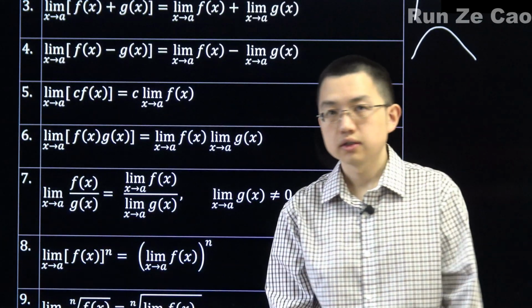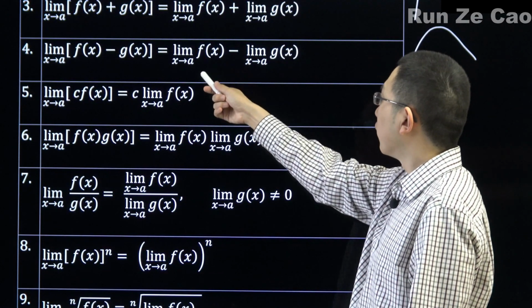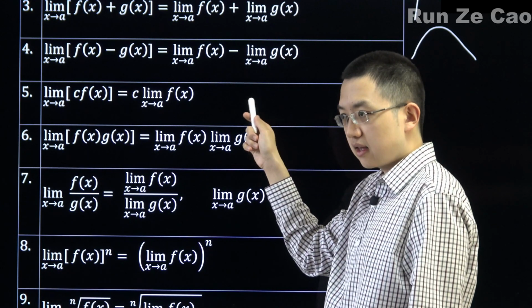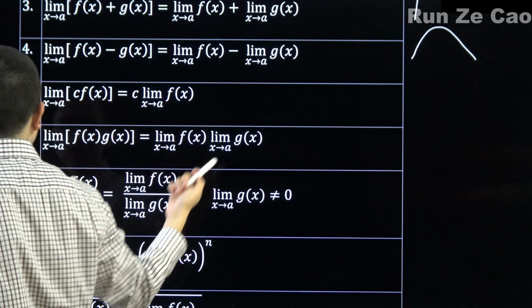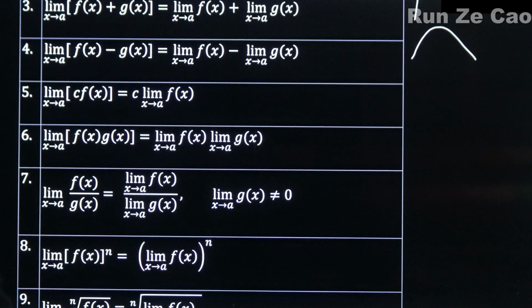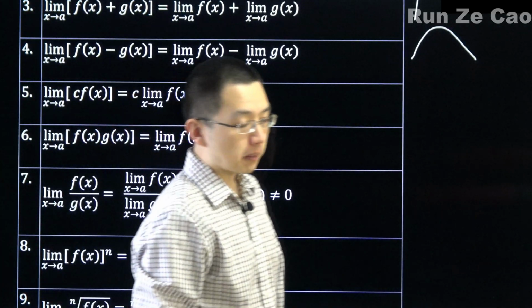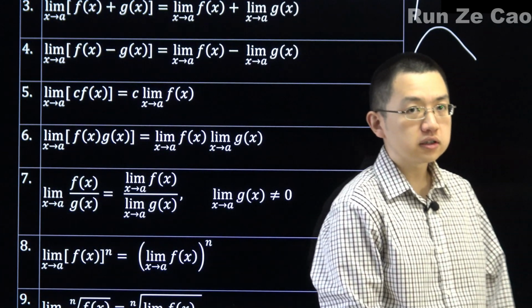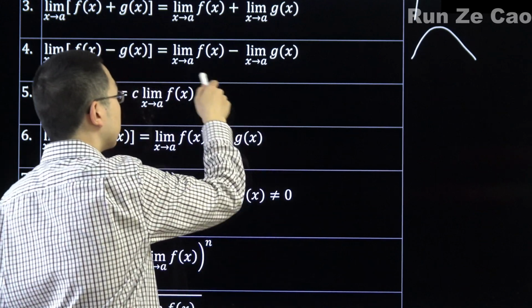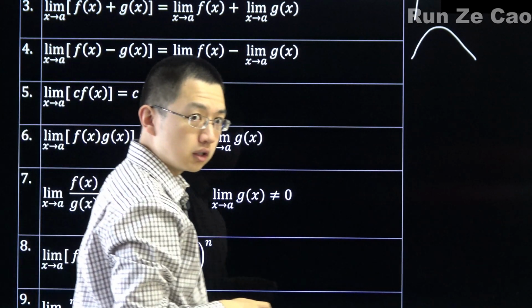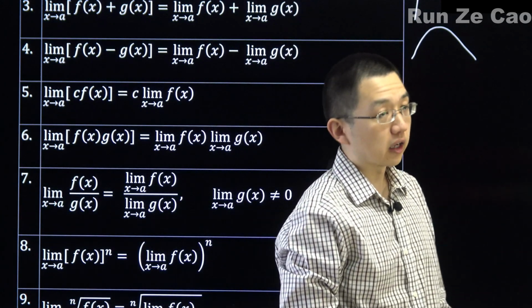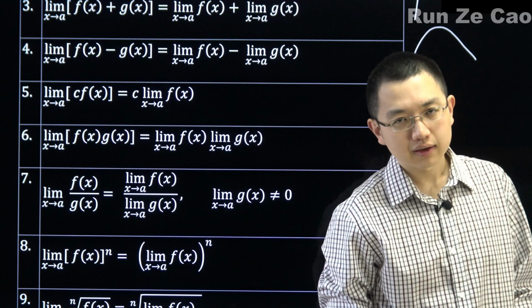For subtraction, similarly, if both of these limits exist, then the limit of the difference is just equal to the difference of the limits. So for example, the limit of x squared minus x is just going to be the limit of x squared minus the limit of x, for x approaching a, or x approaching b, or whatever you're asked.